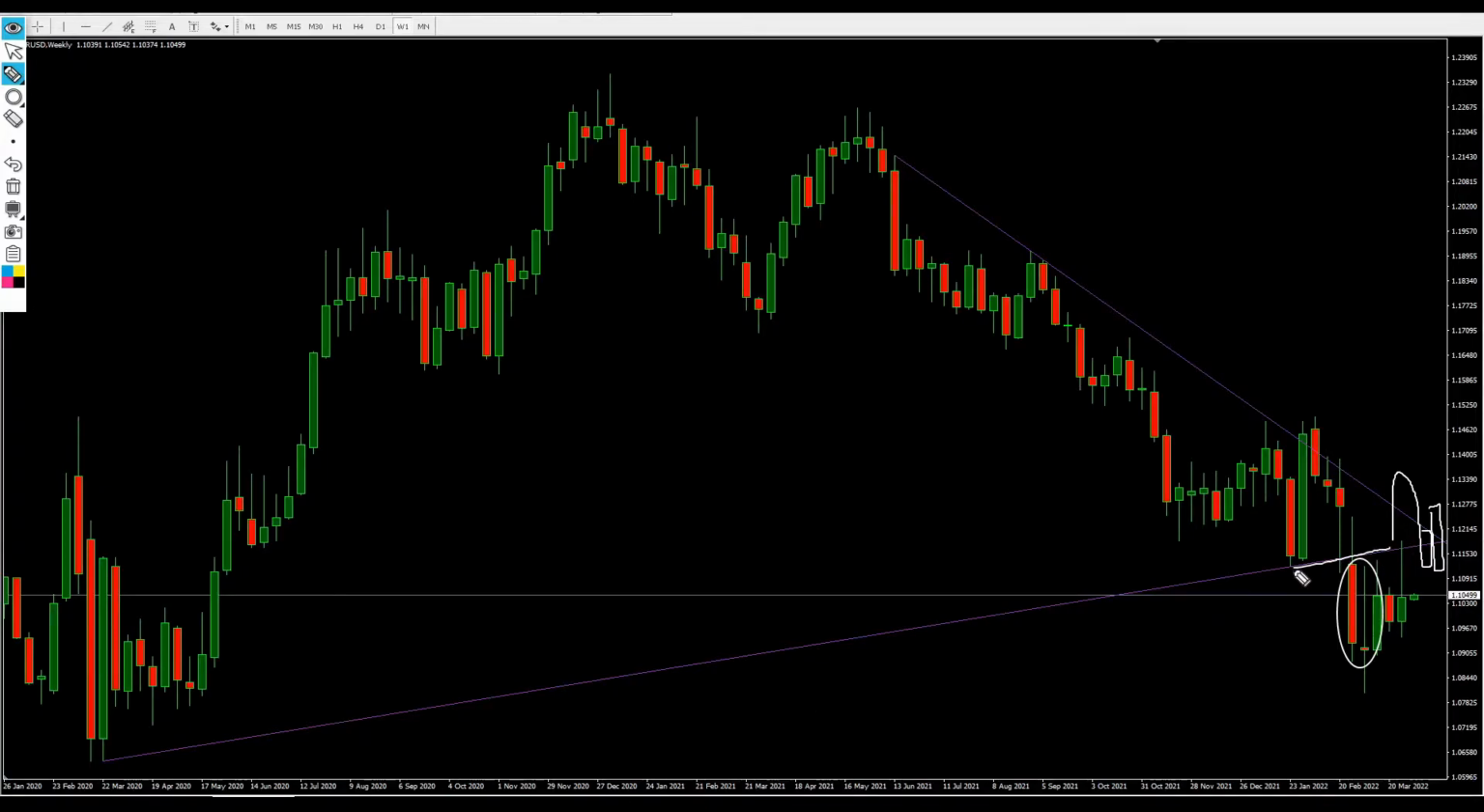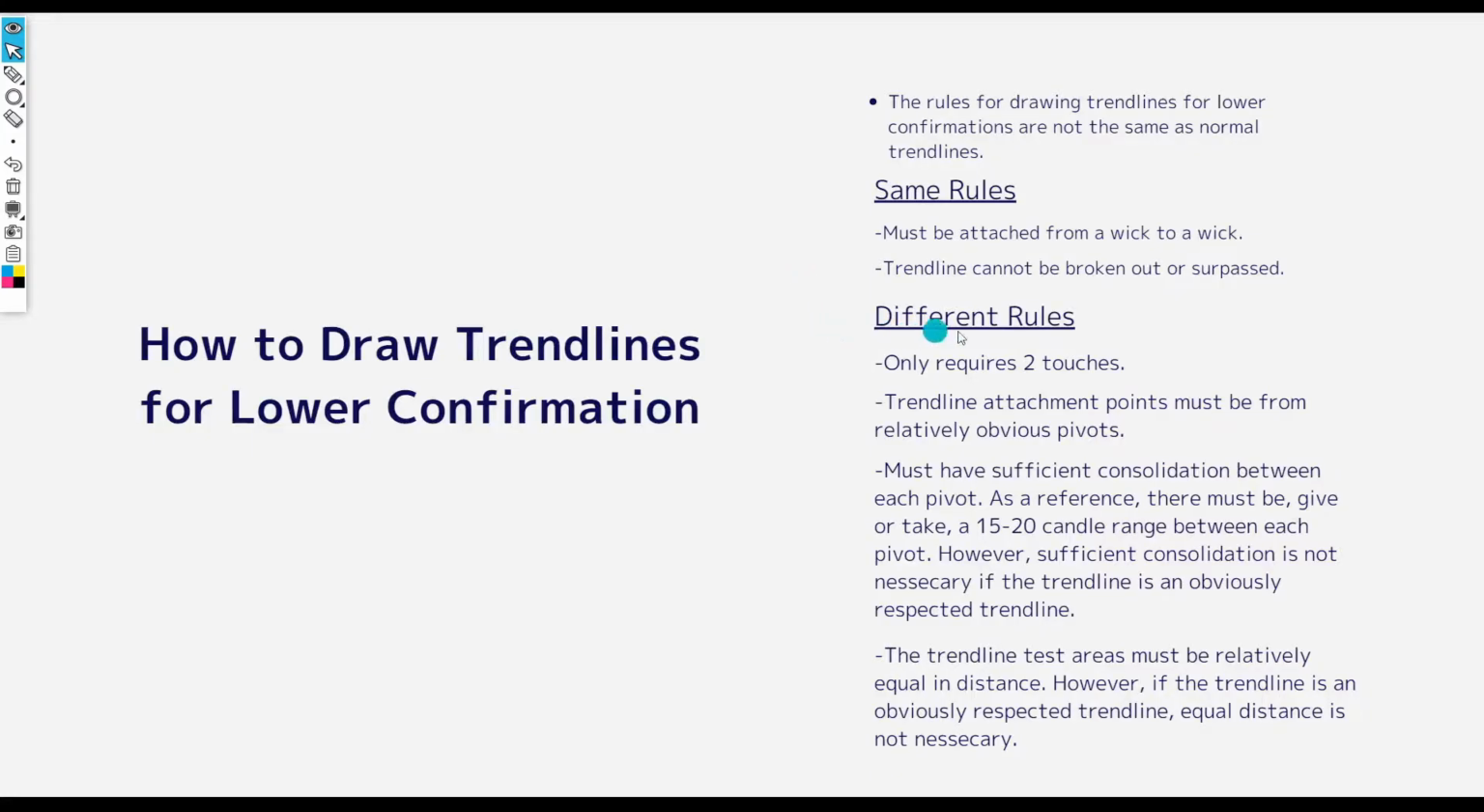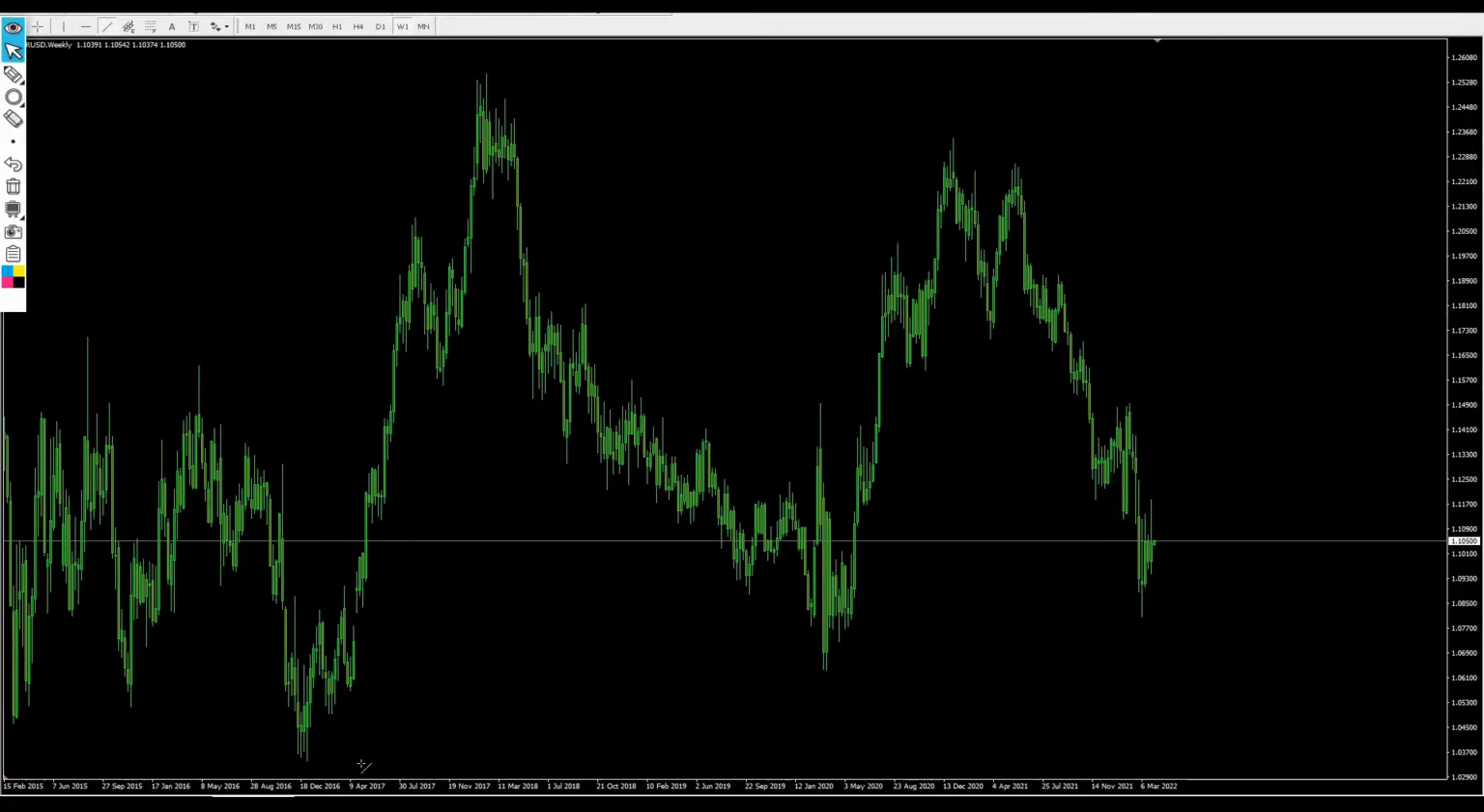Alright, and these rules are the same for legitimate trend lines, correct? But now let's go on to see how these new trend lines differ from the traditional trend line rules. Different rules. Number 1, it only requires 2 touches. Take this trend line from this wick of a candle to this wick of a candle. As you can see, there have been 3 touches on this trend line.